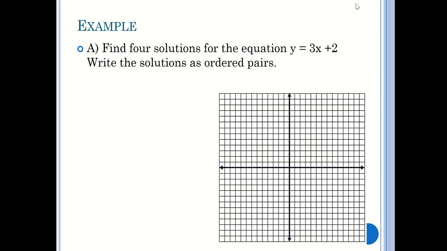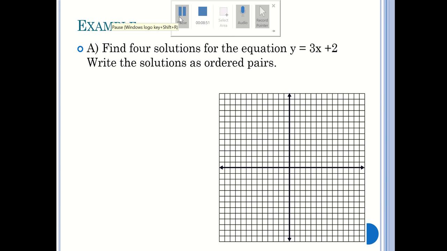So let's try an example now. You'll need to draw a graph on a piece of paper, but find 4 solutions for the equation y equals 3x plus 2. Right, the solutions are ordered pairs. All right, pause the video now. Find 4 solutions and then plot them and connect the dots. If you get stuck, unpause the video and I will work slowly through this, and you can pause the video along the way and kind of work this on your own as well.